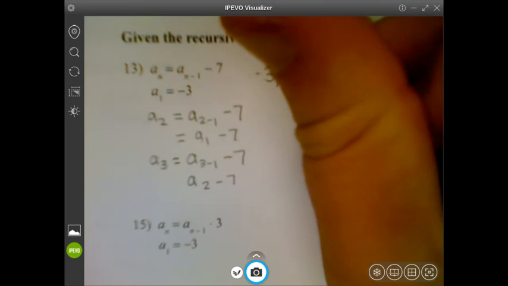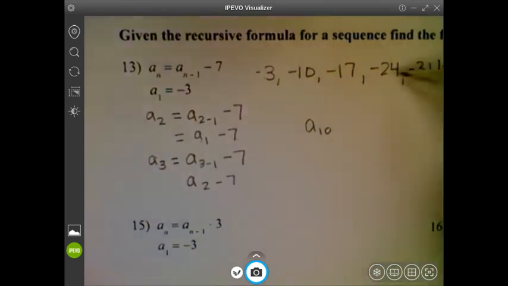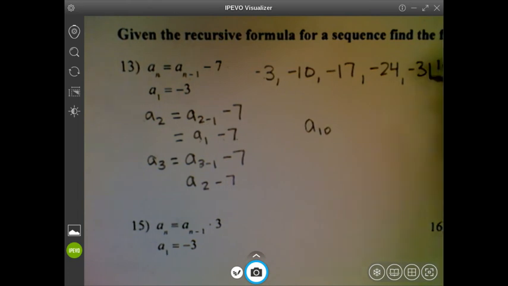Now to find the 10th term, because it says, all right, you found your first 5, now find the 10th. You have 2 options. You can either continue this pattern out until you get to the 10th one. You can subtract 7, subtract 7, subtract 7, subtract 7.